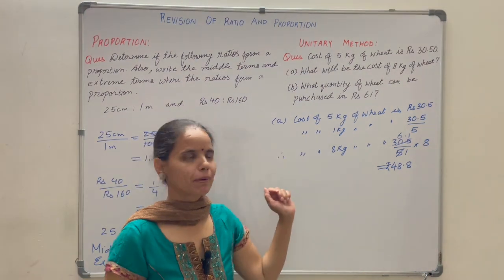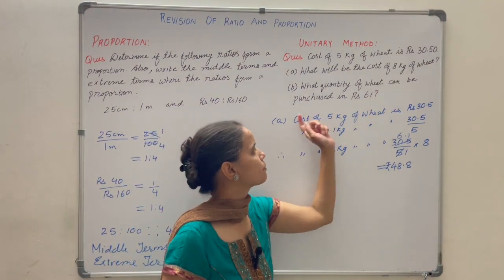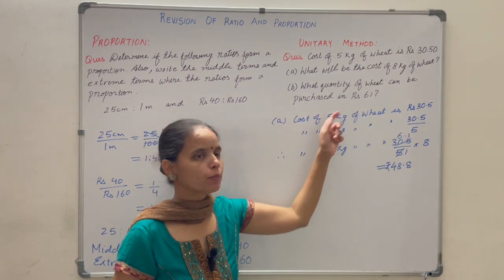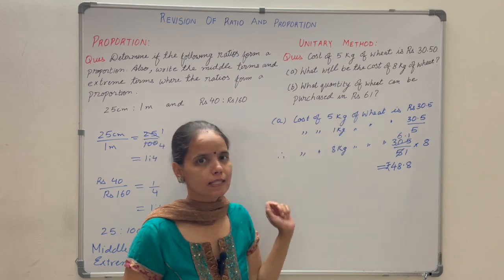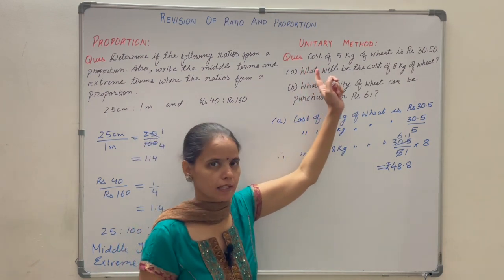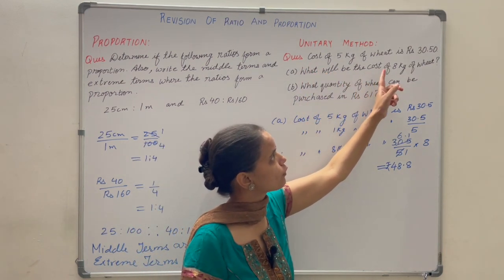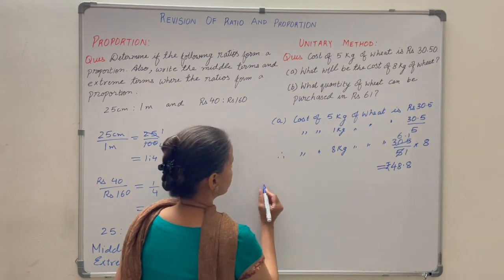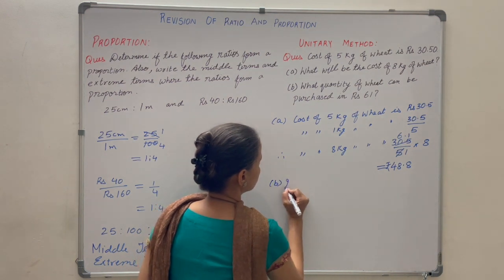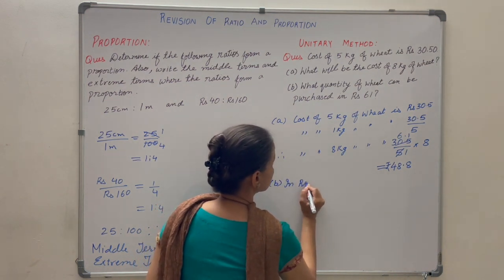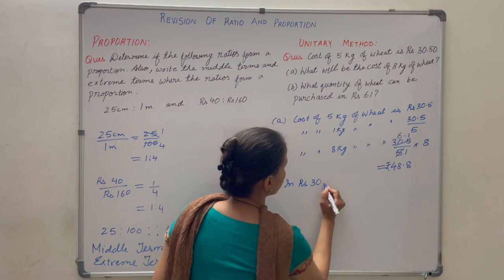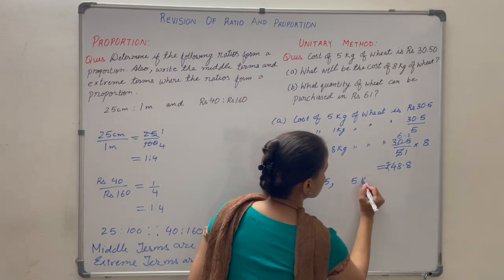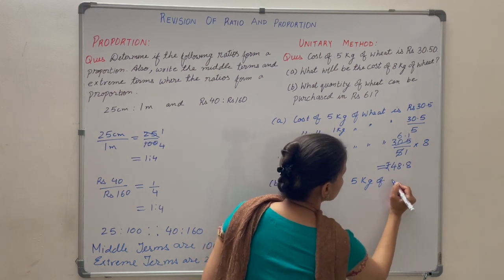So the cost is rupees 48.8. Part B. What quantity of wheat can be purchased in rupees 61? Here you have to find out how much wheat you can purchase in rupees 61. Again we will use the same information. The cost of 5 kgs of wheat is rupees 30.5. So I will rewrite it: rupees 30.5 can purchase 5 kgs of wheat.